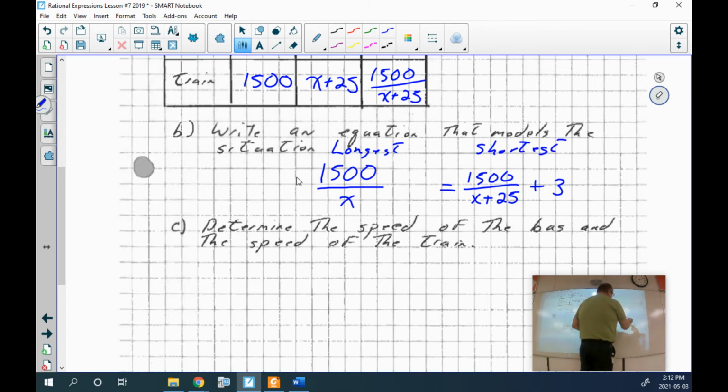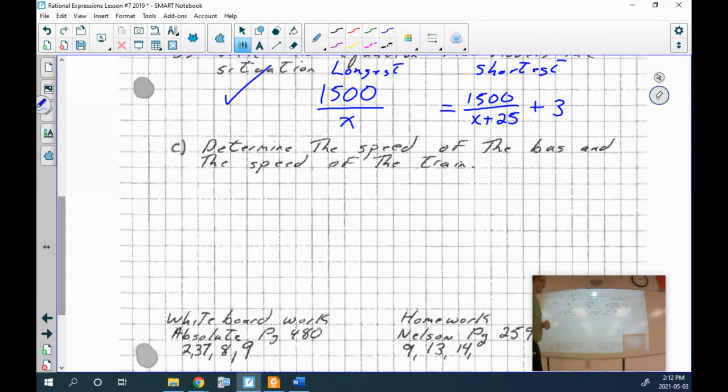So the shortest time has to have 3 hours added to it. Or I could have put it over here, take the longest time, subtract 3 hours. There are a couple ways of writing it. I'll just leave it like this. Okay, so that is the equation that would describe the system that we have here. Now, to determine the speed of the bus and the train, we'll just go ahead and solve what we have.